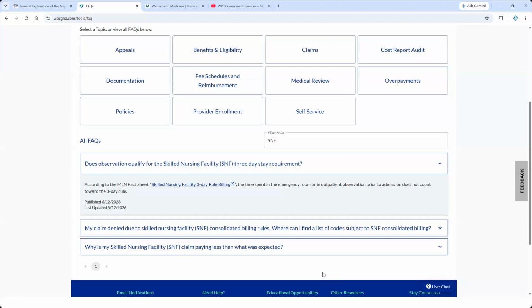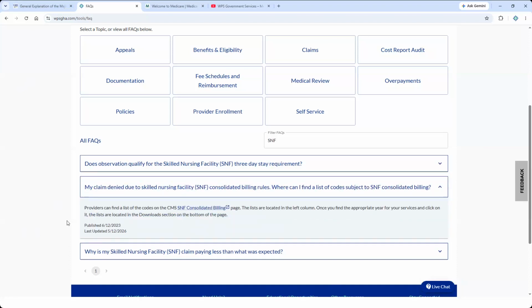If you forget where I navigated to on the CMS website and you want a quick link, drop down here and just go, oh, okay, I can go to Consolidated Billing list. Great.